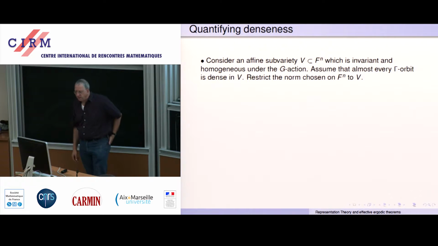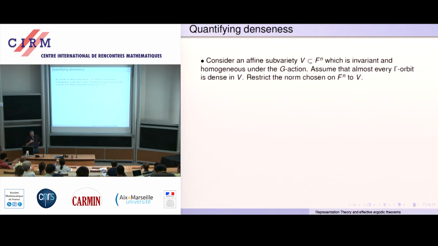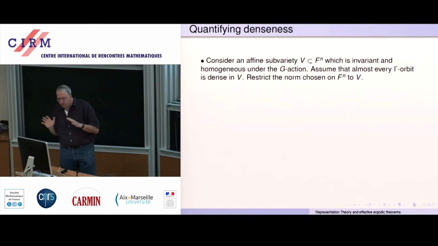And we consider an affine subvariety V in Fn, which is invariant and homogeneous under the G action. So V is a homogeneous space. V is of the form G mod H, where H is the stability group of some point. So it's an invariant and homogeneous variety. And we assume that almost every gamma orbit is dense in V. And then we restrict the norm chosen on Fn to V. Now, if this sounds abstract, all you need to do is think about SL2Z acting on the plane. So this is definitely an example which is complicated enough. And the linear space minus a point is also an example.